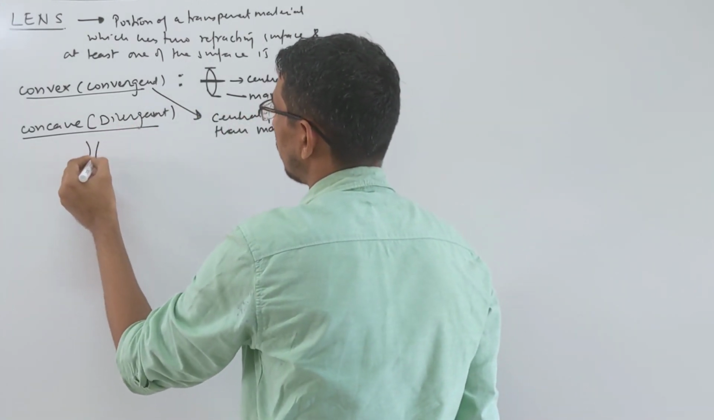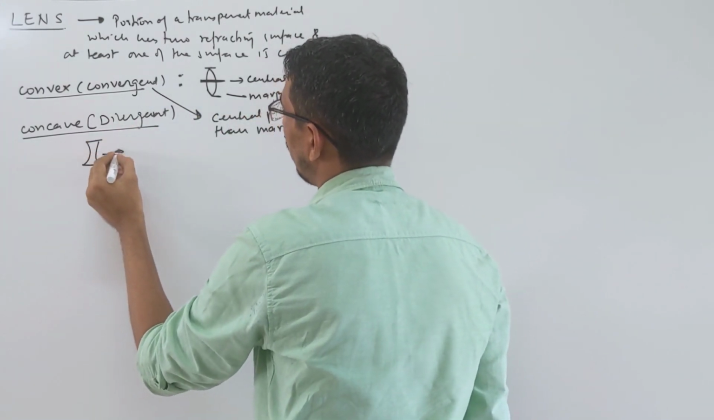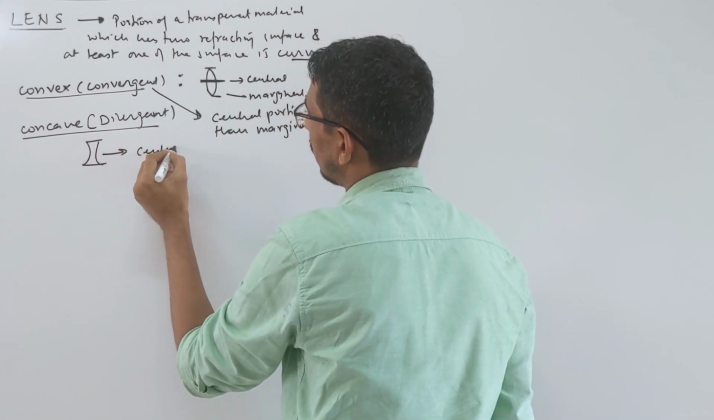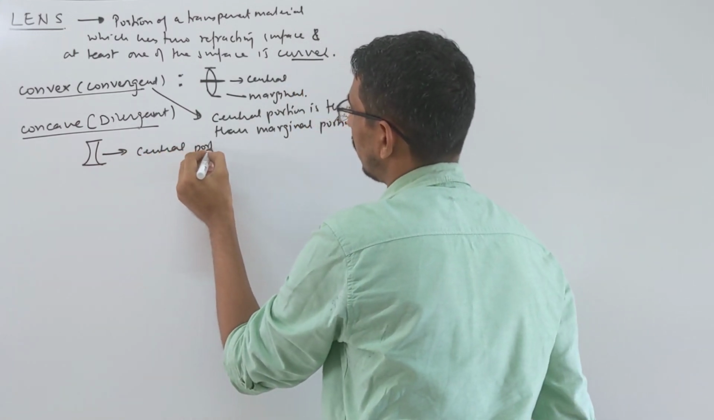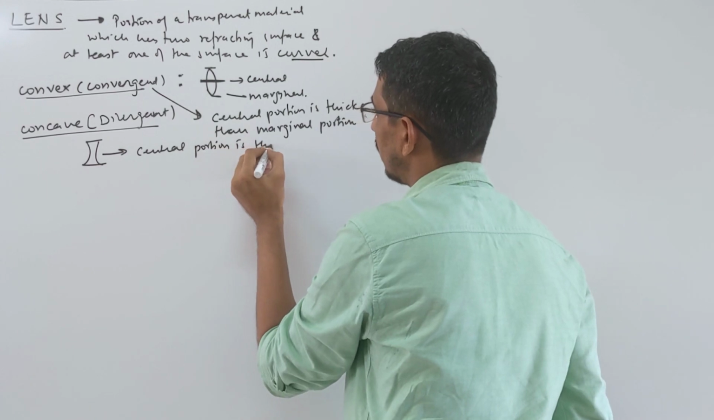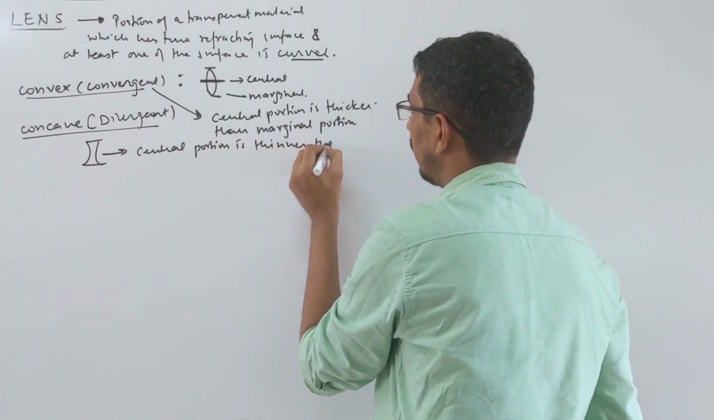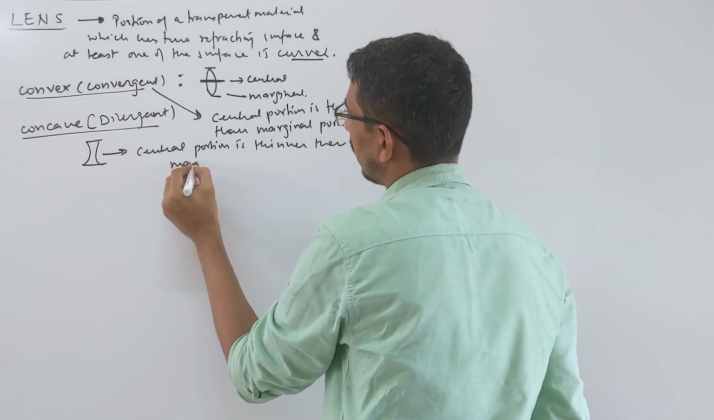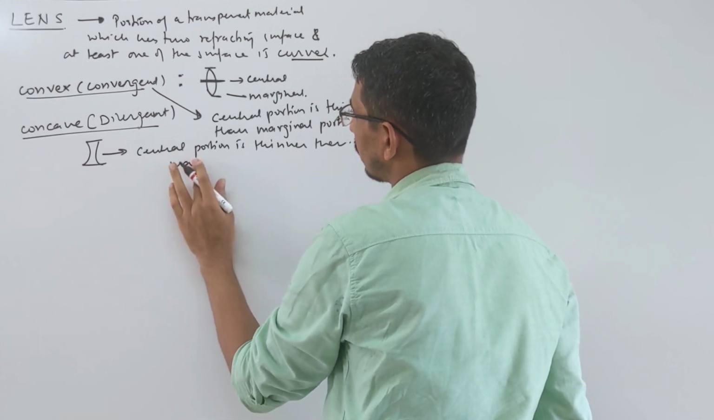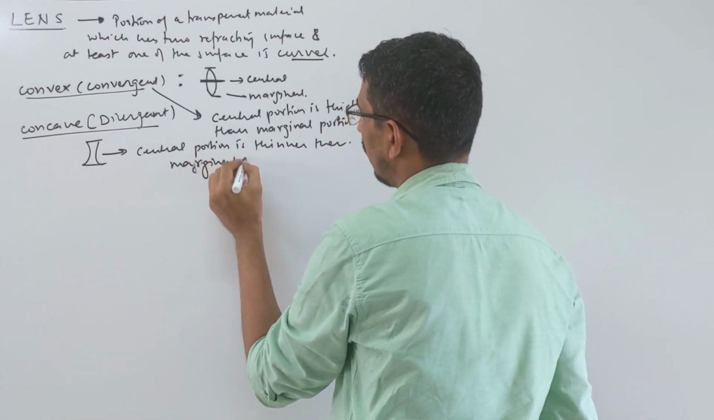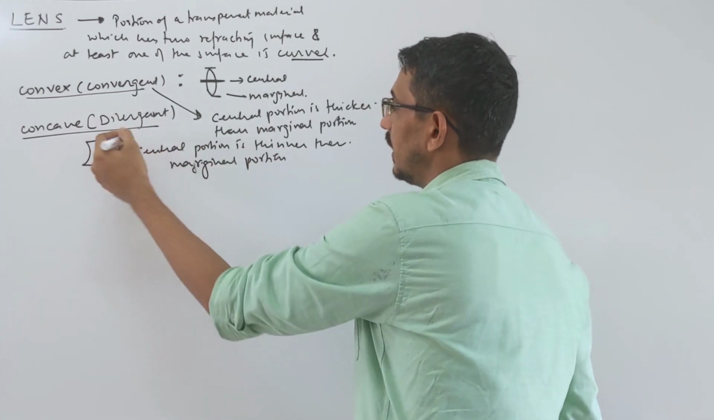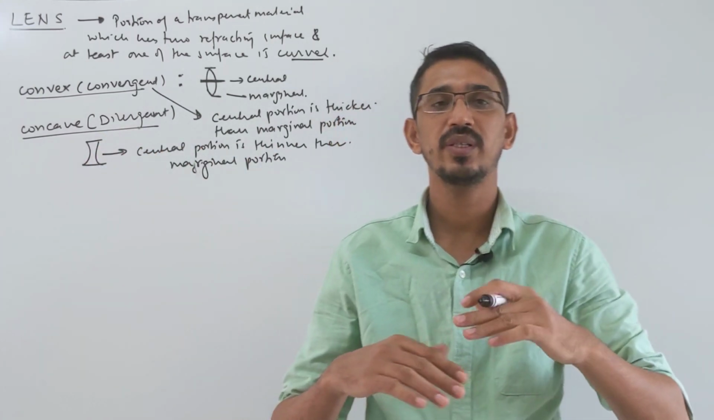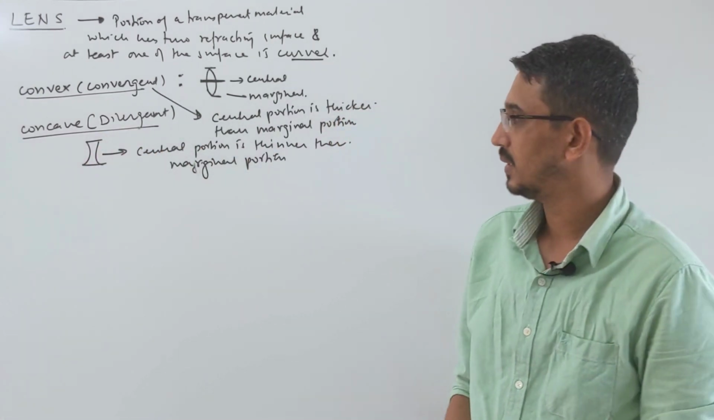Then just the opposite of this is called your divergent lens. So how do you define that? You say that the central part here is thinner. The central portion is thinner than the marginal portion. The central area is thin as compared to the outer parts, right? Yes, this is how you identify it.